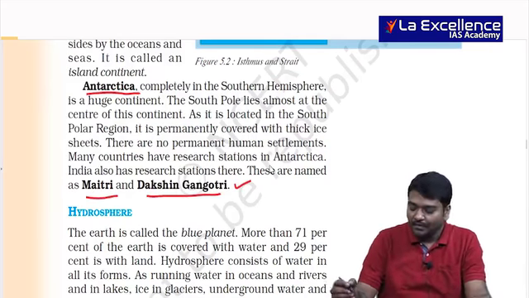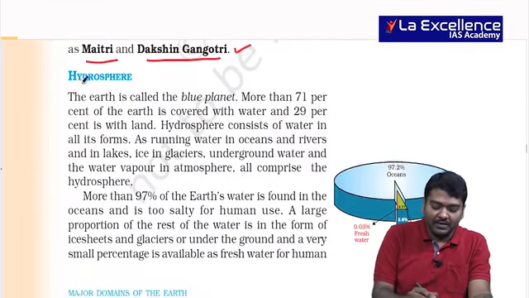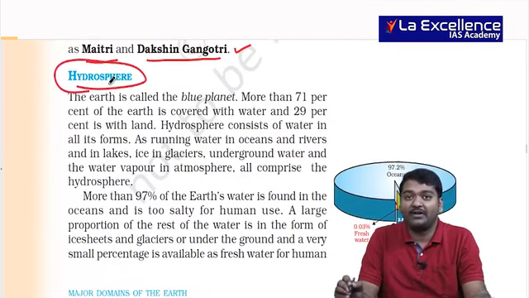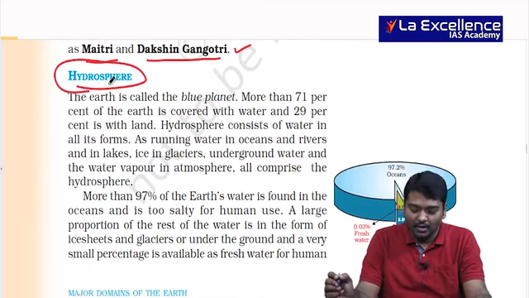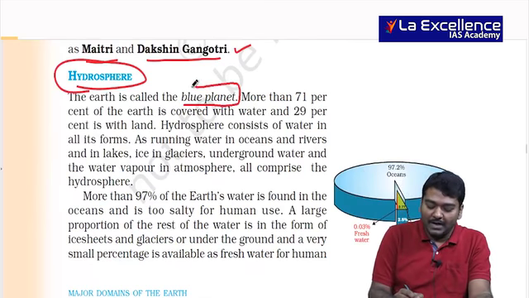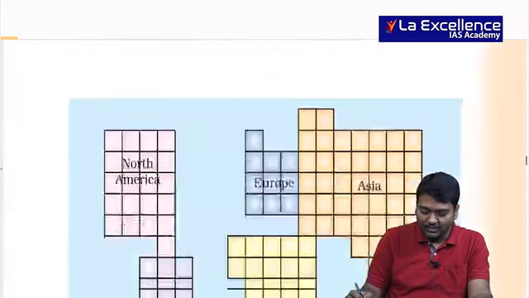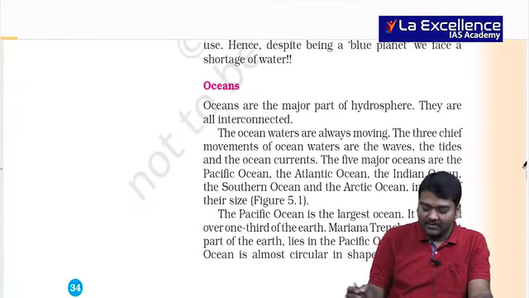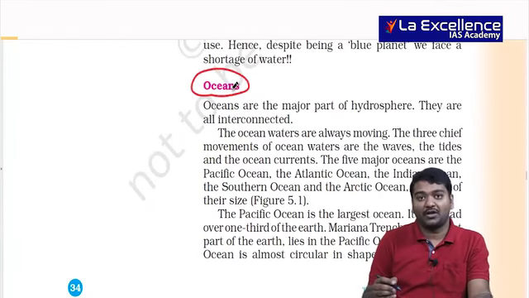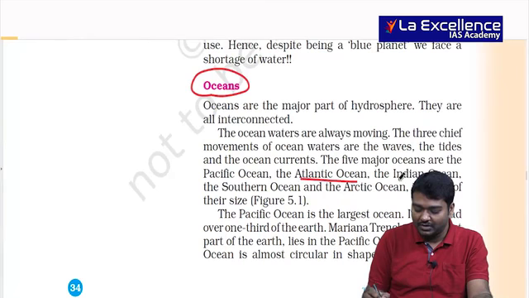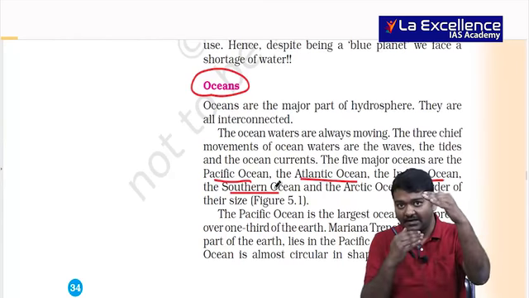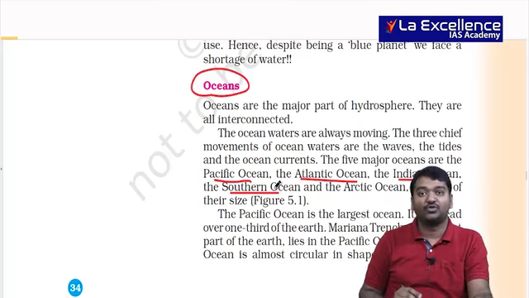Is this clear? Then we need to talk about the hydrosphere, where we read about oceans, rivers, lakes and all. Earth is called the blue planet mainly because 70% of the earth is covered with water and 29% is covered with land. No need to see this. And when we talk about oceans, we have the Pacific Ocean, Atlantic Ocean, Indian Ocean, Southern Ocean, which is the ocean around Antarctica between the continents, and the Arctic Ocean, right?